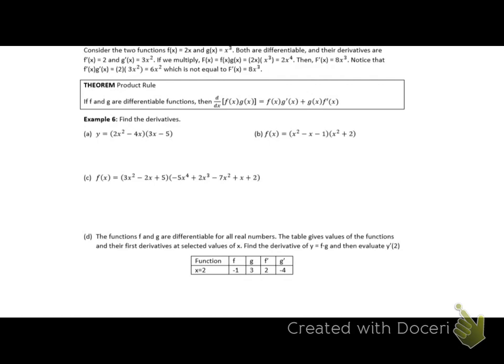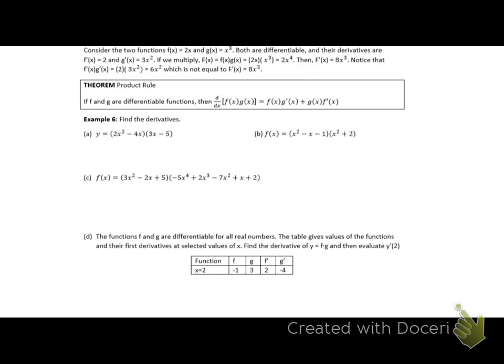So if you were given f of x equals 2x and g of x equals x cubed, they're both differentiable and their derivatives are 2 and 3x squared, respectively. If we were to multiply f of x by g of x, so 2x times x cubed is 2x to the 4th power. All right, and then to take the derivative, you'd put the 4 in the front, and you'd get 8x cubed. If you took the derivatives and multiplied them together, you'd get 2 times 3x squared, which is 6x squared. And so they're not actually equivalent. You don't take the derivative of each one. Instead, you use this rule.